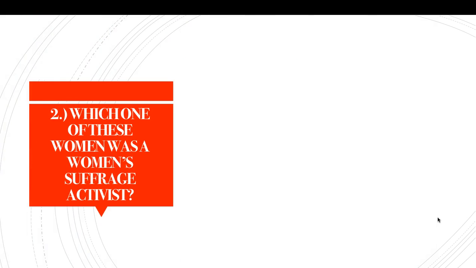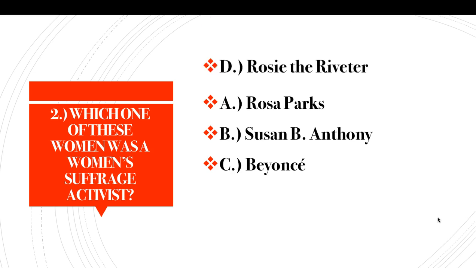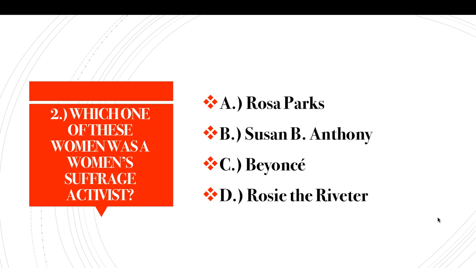And the second question: which one of these women was a women's suffrage activist? Was it A, Rosa Parks, B, Susan B. Anthony, C, Beyonce, or D, Rosie the Riveter? And the answer is B, Susan B. Anthony.